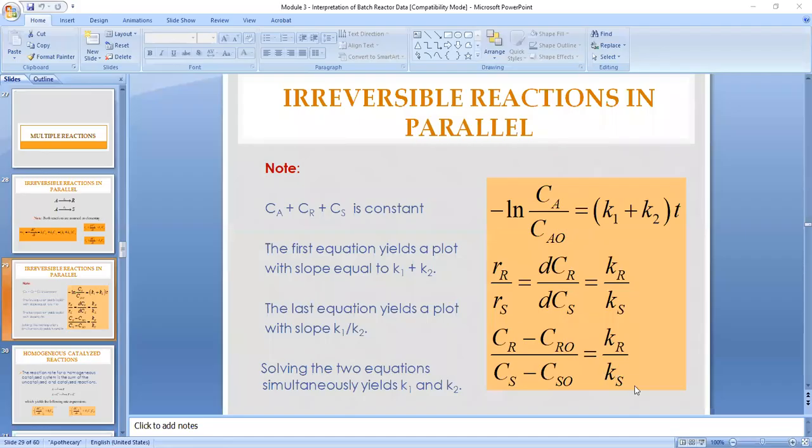Okay, I hope you can see the slide on irreversible reactions in parallel.